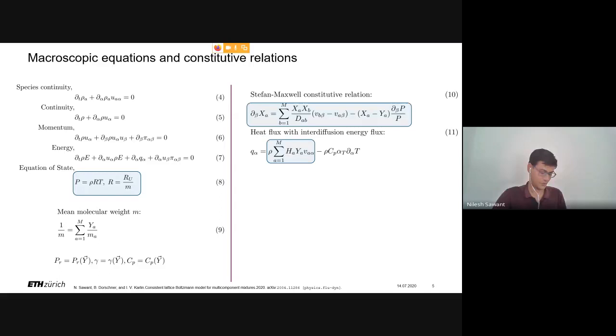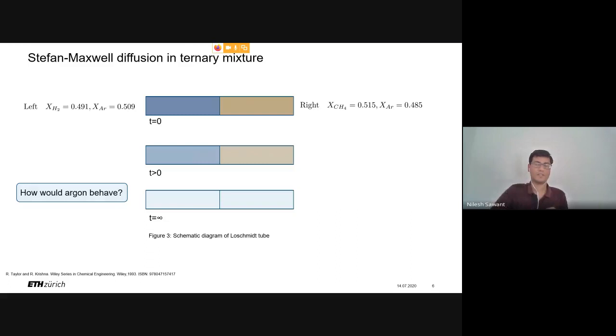So I will now straight away go to our validation cases. This is one of the simplest validation cases which we did, and it is called in the literature a Loschmidt tube. So what is a Loschmidt tube?